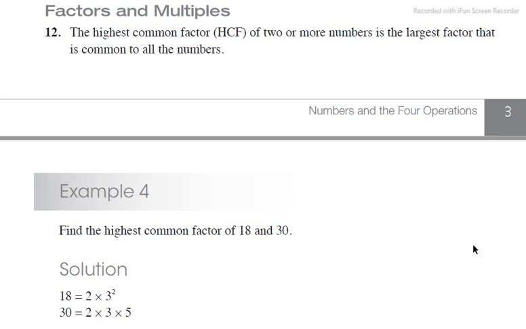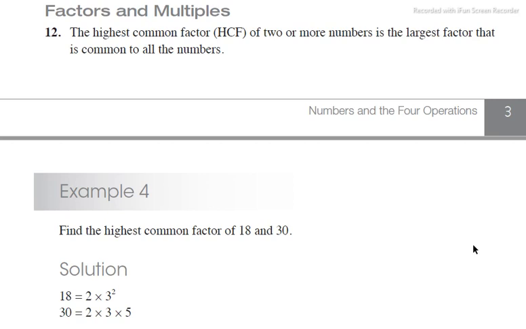So after looking at how we express composite numbers as products of their prime factors, we now want to look at factors and multiples. Factors are numbers you multiply to get a certain number. For instance, if we look at factors of 6, to get 6 we multiply 2 by 3. So 2 and 3 are the factors of 6.